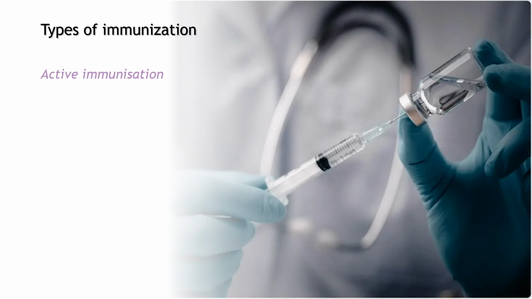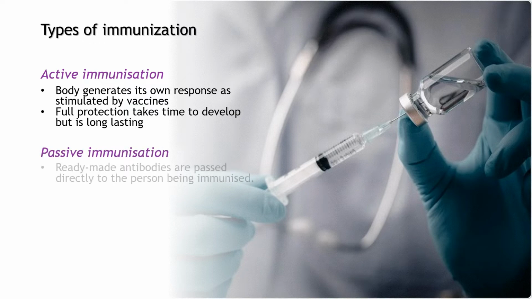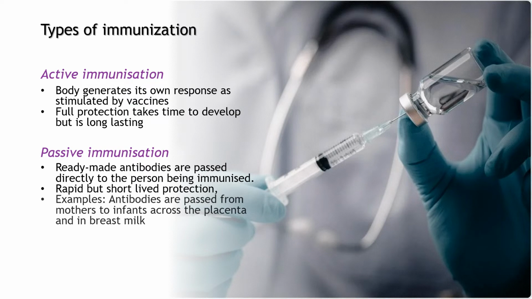Generally, there are 2 types of immunization, active and passive. In active immunization, a vaccine is given to prompt the body to generate its own response toward a particular type of pathogen. This kind of immunization produces long-lasting protection, but takes time to develop. In passive immunization, the protection toward a pathogen is transferred to the body through ready-made antibodies. The protection conferred by this type of vaccination is very rapid, but short-lived.